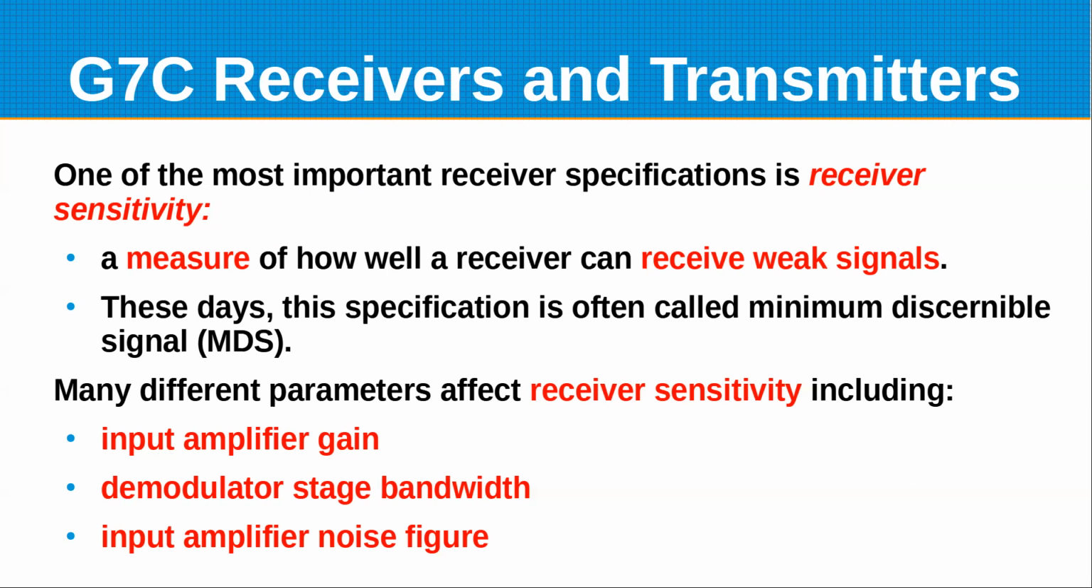So some of the things that affect it are your input amplifier gain, the demodulator bandwidth, and the input amplifier noise figure. Those are really the three things that determine the sensitivity of the receiver. Those you need to remember. It's coming up shortly. And the ability to receive weak signals is part of sensitivity.